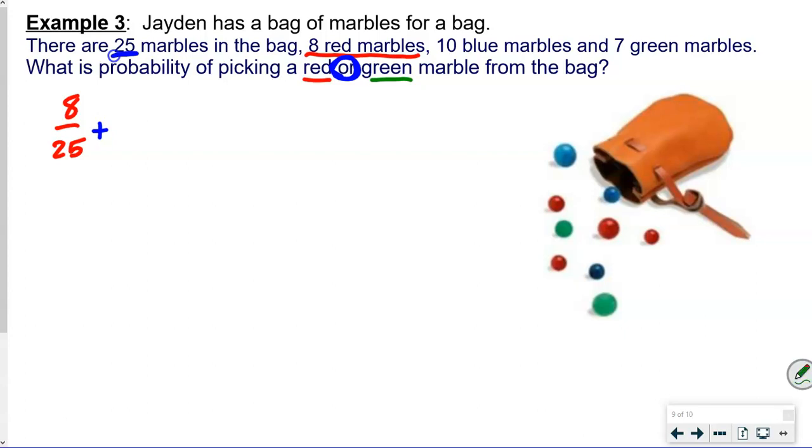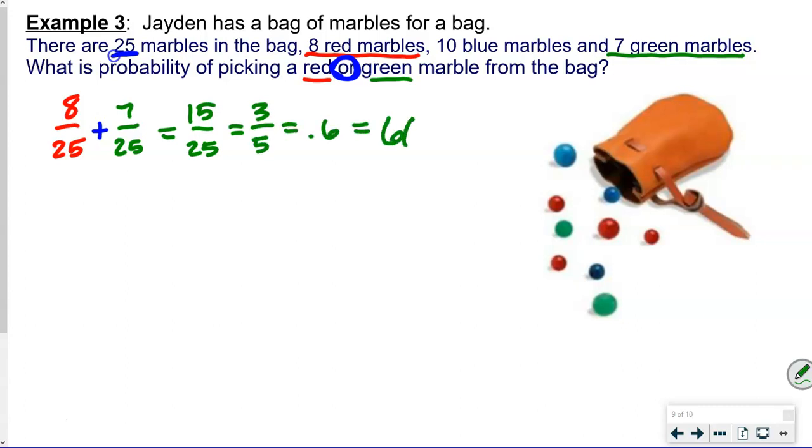And then we have our green marbles, right? So we had 7 green marbles. So we're going to add the 7 over 25 to that. So that's going to give us 15 over 25, which reduces, 5 goes into both of those, to 3 over 5, which is also equal to 0.6, which is also equal to 60%.